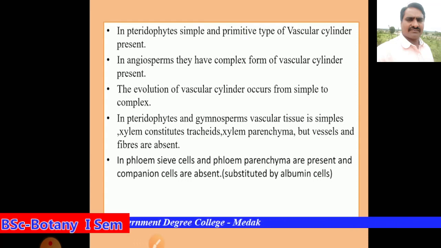And in phloem, sieve cells and phloem parenchyma are present, but companion cells are absent. Companion cells are present only in angiosperms and some of the advanced gymnosperms. In pteridophyta and gymnosperms, companion cells are absent, but they are substituted by albuminous cells. These albuminous cells are useful to store food material in the form of protein.